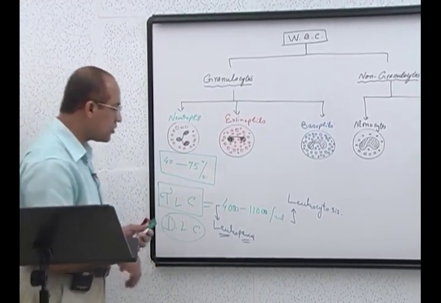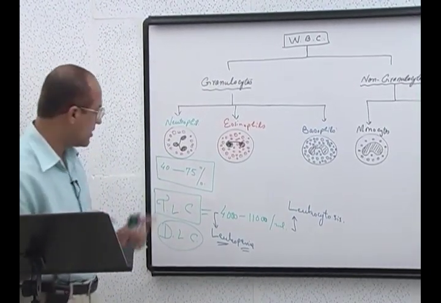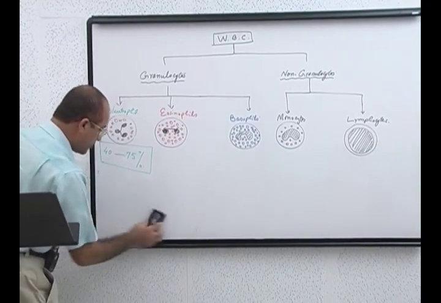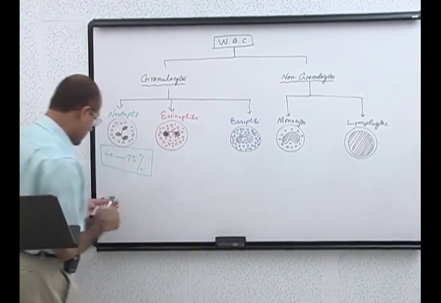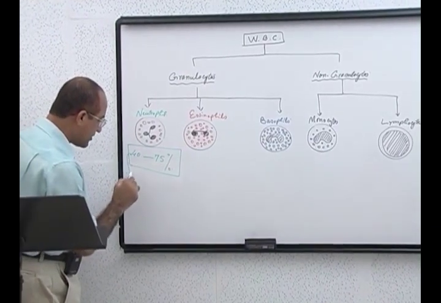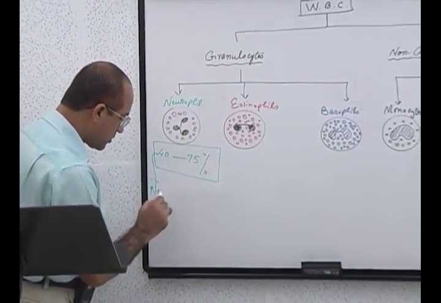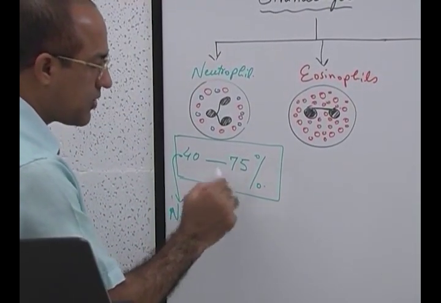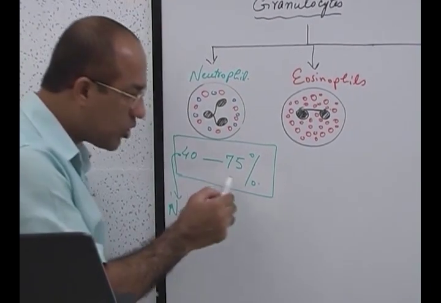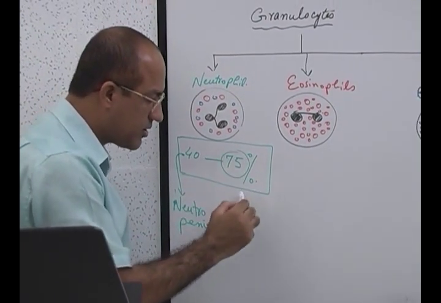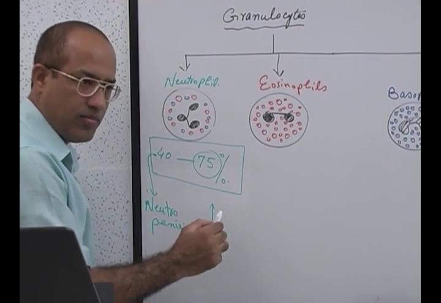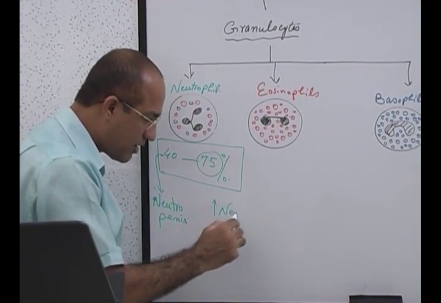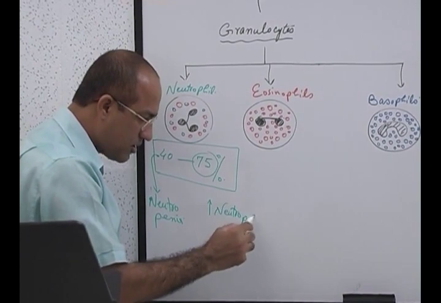Now, if your neutrophil count is less than 40%, we call it neutropenia. And if the neutrophil count is more than 75%, what do we call this condition? Neutrophilia. The body is in love with neutrophils, increasing their number: neutrophilia.